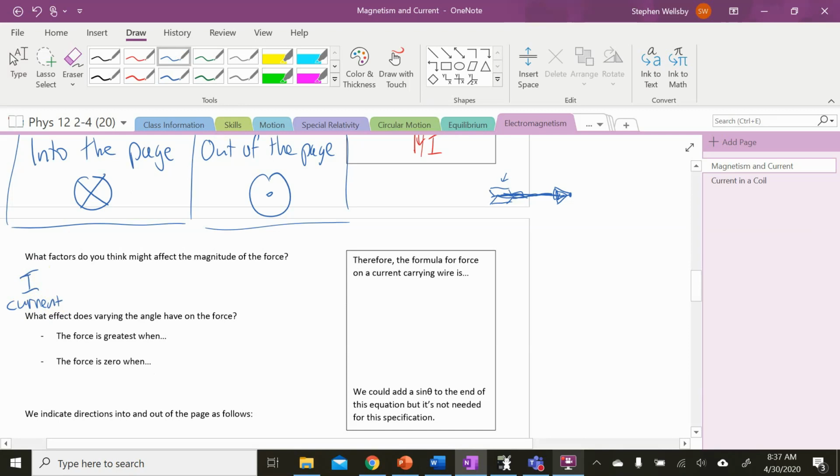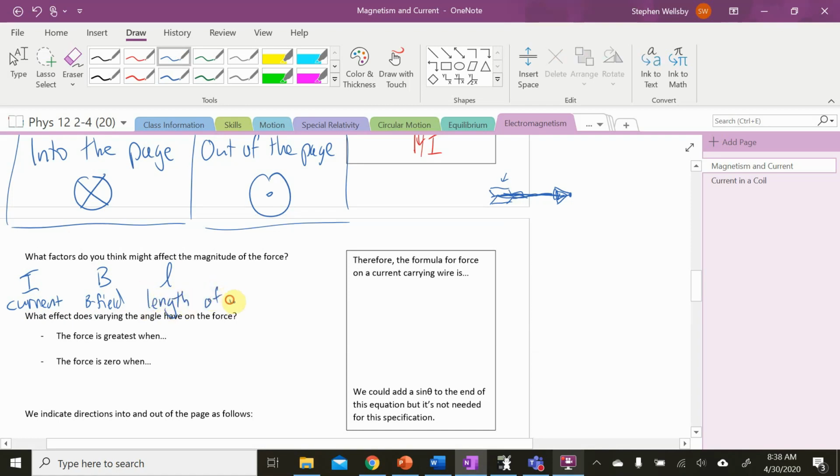Now they used also some pretty powerful looking magnets there. So you might have guessed that the magnetic field is also going to be one of the factors that affects that. And another one that's going to be a bit more difficult to guess is going to be L, which is the symbol for the length of the wire.